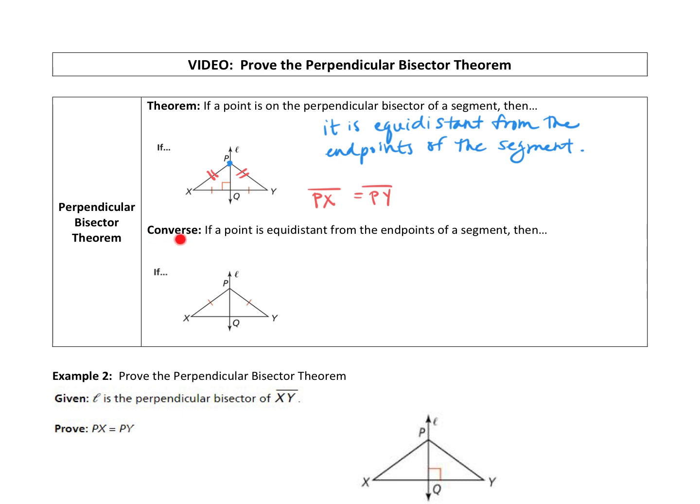All right, so we also have the converse of that. So instead of starting out with a point is on the perpendicular bisector, we're starting out with a point that is equidistant from the endpoints of a segment. So we know that point P is the same distance from X as it is from Y. What that means is that then that point is on the perpendicular bisector of the segment. I'm going to do an upside down T, perpendicular bisector, just because I don't want to write out the full word again.